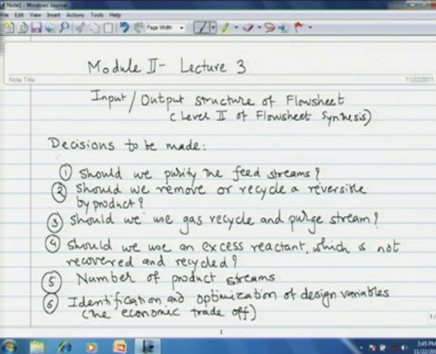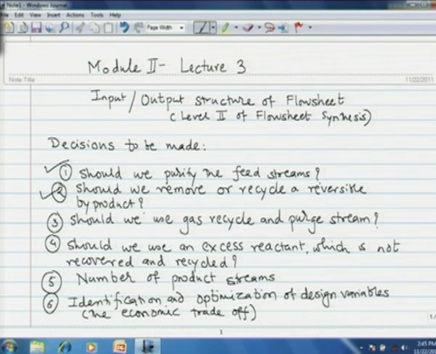The first decision is whether we have to purify the feed streams. After selecting a process, after knowing the basic chemistry of the process, we have to start designing the process, and the first question is that of the feed stream, and whether we have to purify the feed streams. Then the next decision is about removal or recycle of a reversible byproduct.